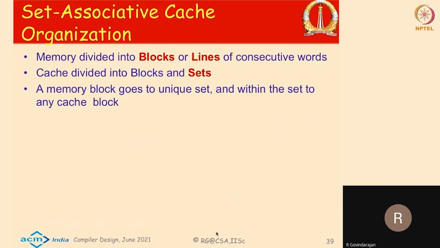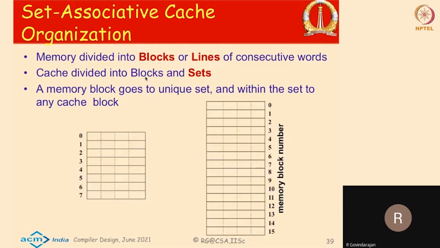And the caches are divided into blocks and sets. The block is the same size as the block that we talked about in the context of memory, so it is able to hold 32 bytes or 64 bytes. And then the cache itself is divided into a number of blocks, and a set of blocks is essentially what is called a set. So let me just give you the diagram here so that you will understand.